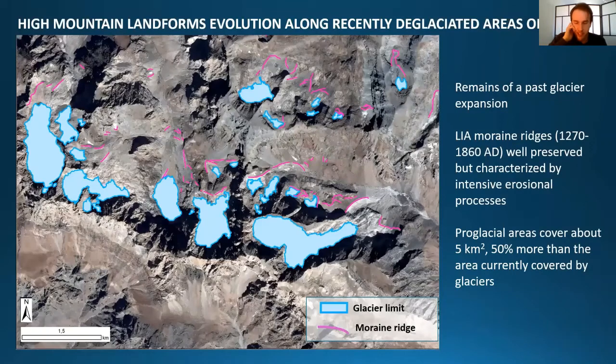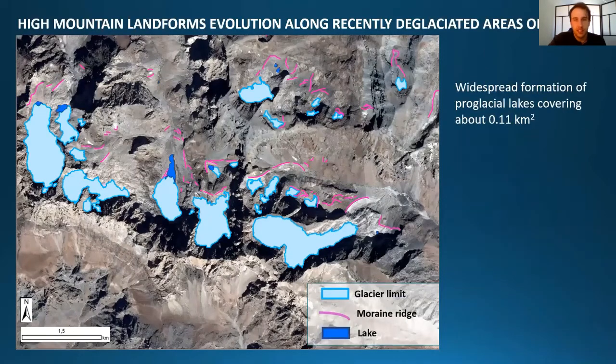We mapped the area. Little Ice Age moraine ridges are well preserved now. We defined that 200 years ago, glacier covered 5 square kilometers. That is 50% more than the area currently covered by glacier. But these moraines are characterized by very intensive erosional processes. We note that widespread formation of glacial lakes occurs in this area. They cover about 0.1 square kilometers.